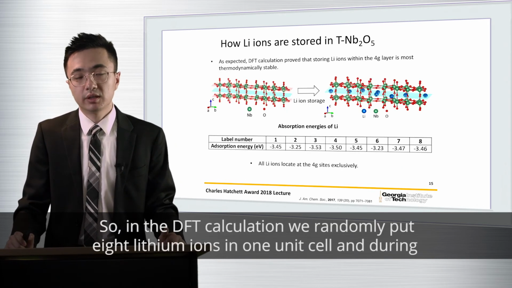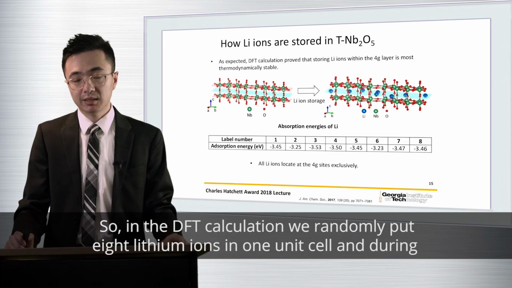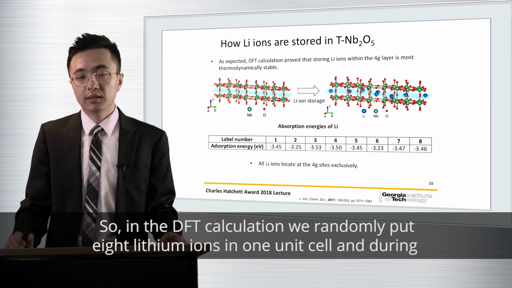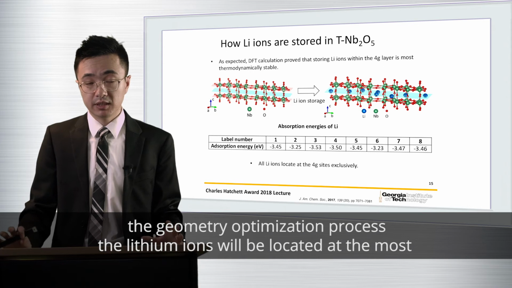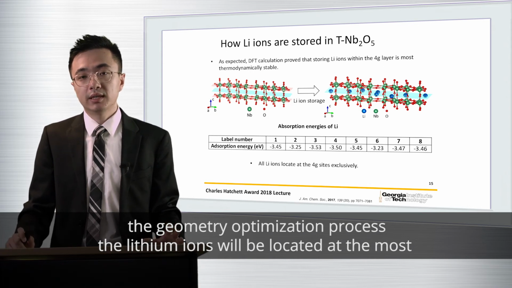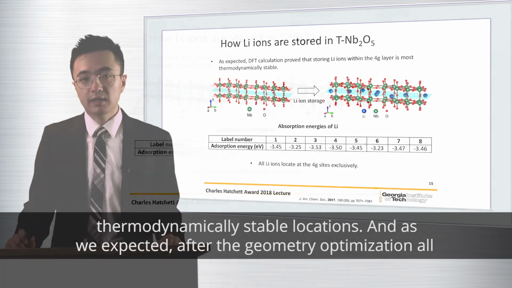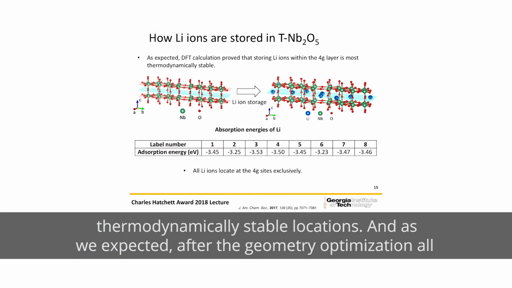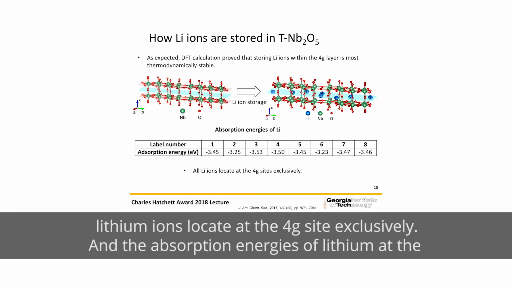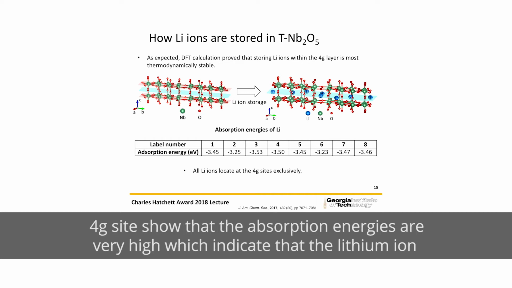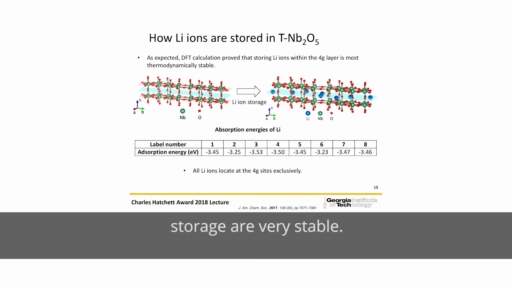So in the DFT calculation, we randomly put 8 lithium ions in one unit cell. And during the geometry optimization process, the lithium ions will be located at the most thermodynamically stable locations. And as we expected, after the geometry optimization, all lithium ions locate at the 4G site exclusively. And the absorption energies of lithium at the 4G sites show that the absorption energies are very high, which indicate that the lithium-ion storage is very stable.